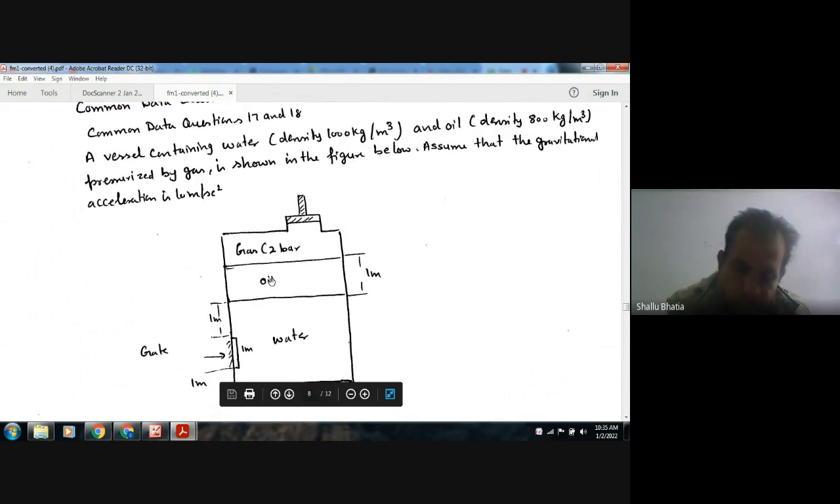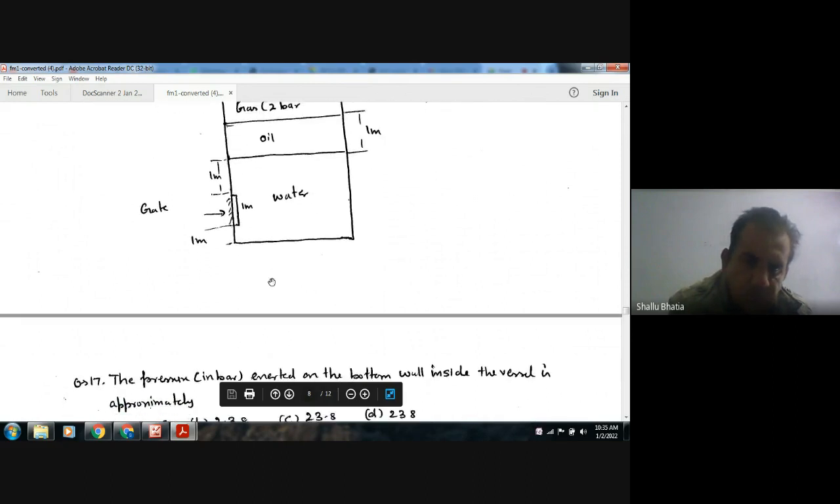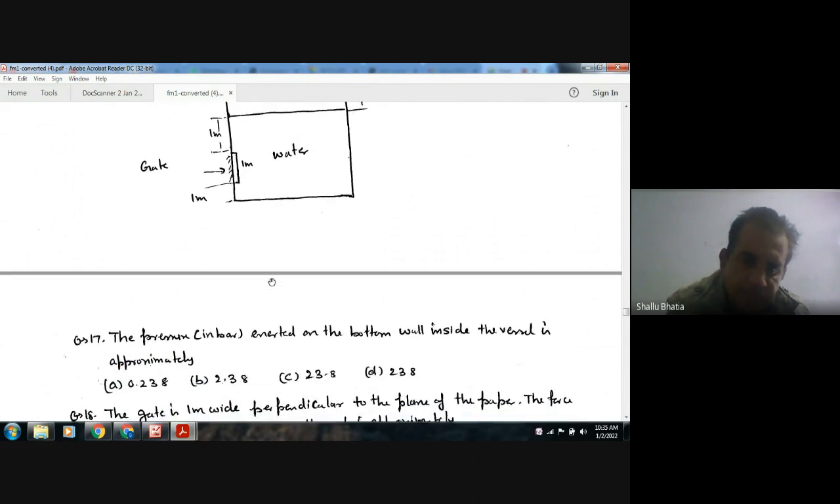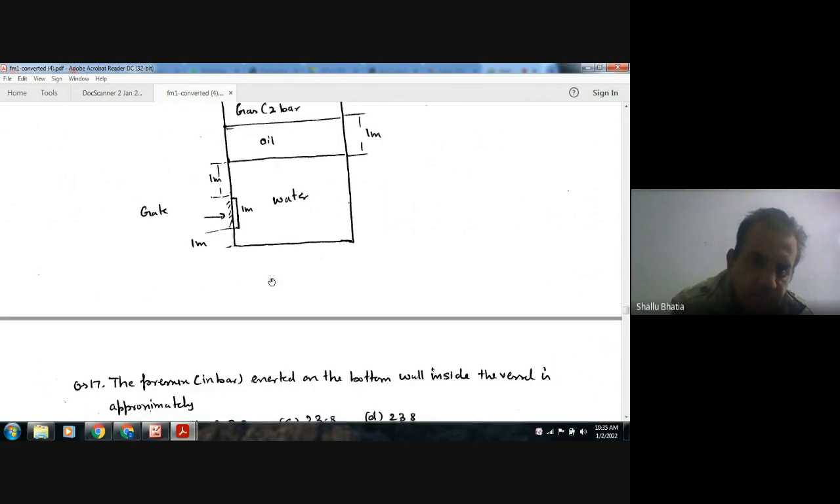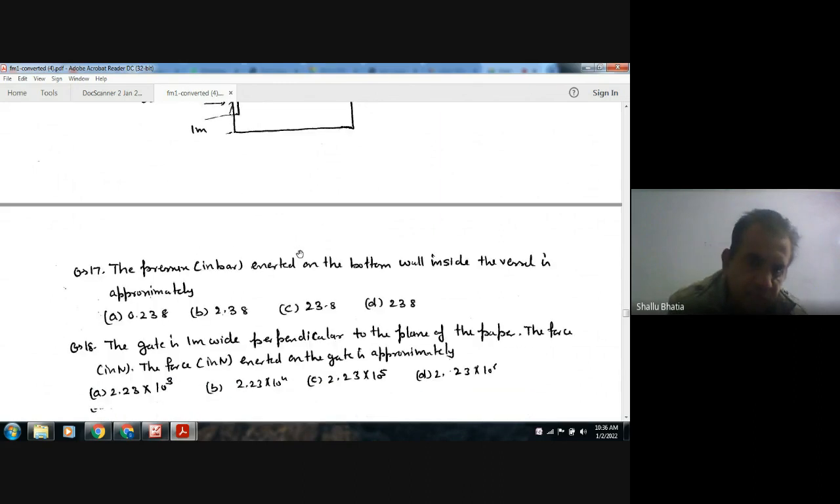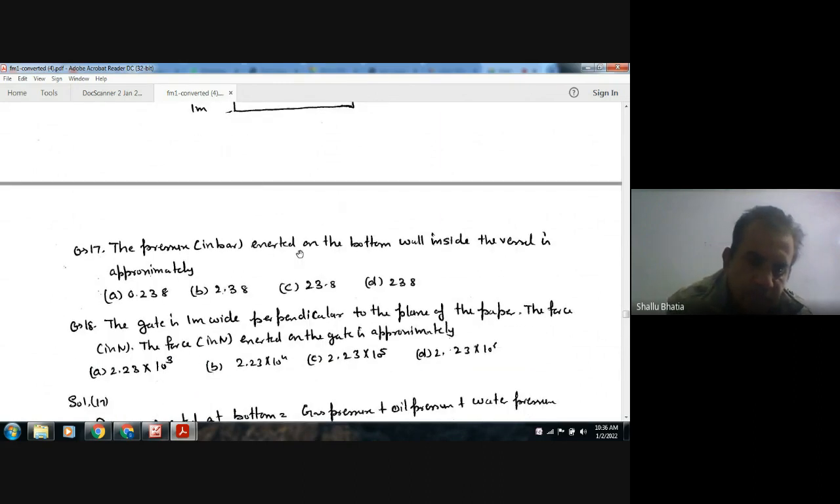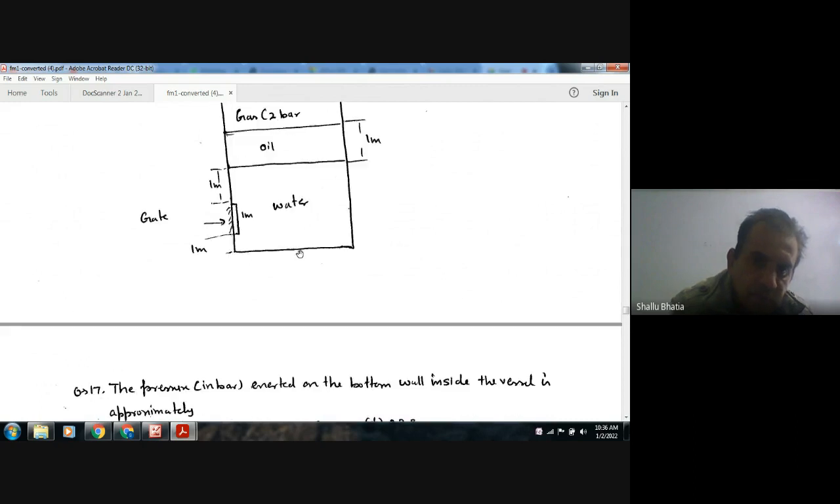Okay. So now you have to determine the pressure at the bottom of the vessel. Okay. First question. Second question. The gate is 1 meter wide perpendicular to the plane of the paper, and the force in Newton exerted on the gate is approximately. You have to determine the force on this gate.